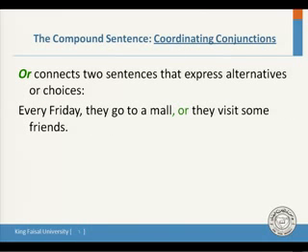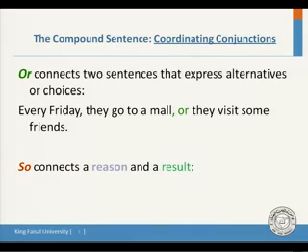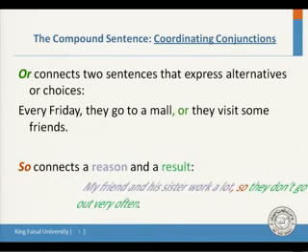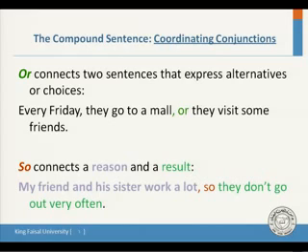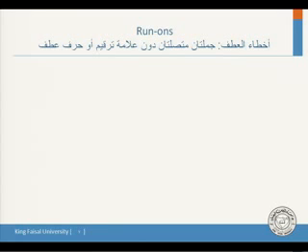Remember this example? Every Friday they go to a mall or they visit some friends. They go to a mall or they visit some friends. They cannot do both of them. They do one of them. So, for reason and result. And you remember this example. It's the same example in lecture number 10. So, now this is a revision. Now let's talk about run-ons.